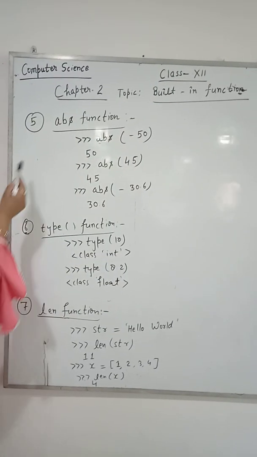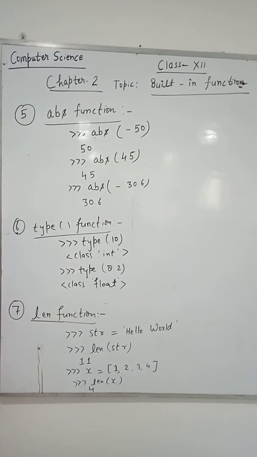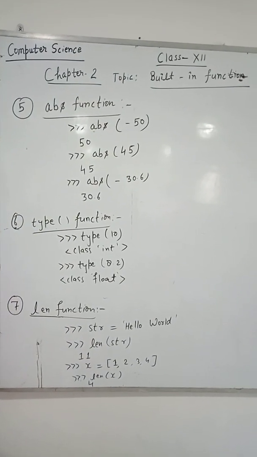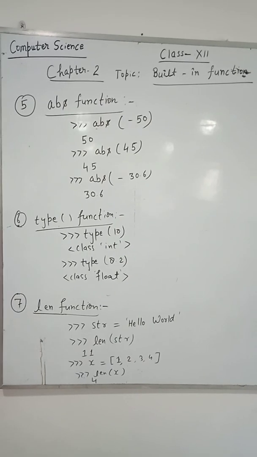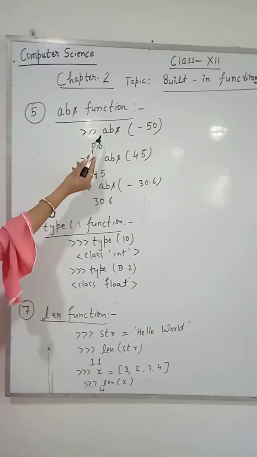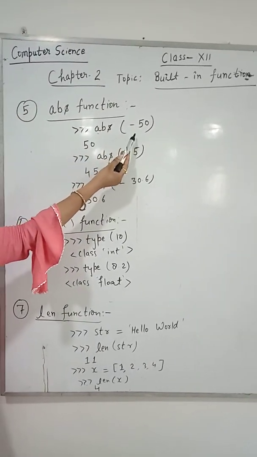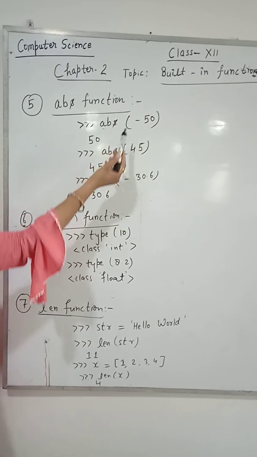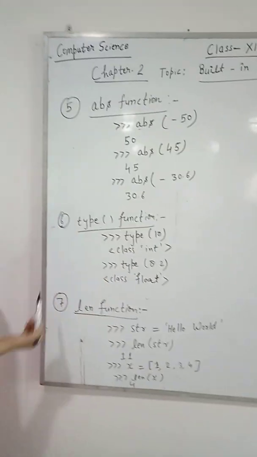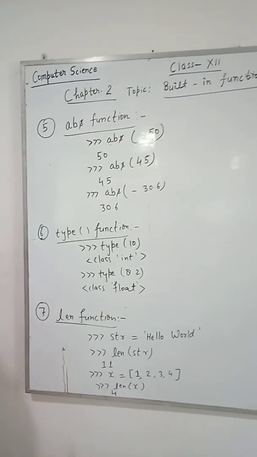The next function is abs function. Abs denotes the absolute value. It will calculate the absolute value of any single number. For example, you can see here, students, abs(-50). -50 is a negative numeric value, so it will give the output as a positive number. Okay, so output will be 50.